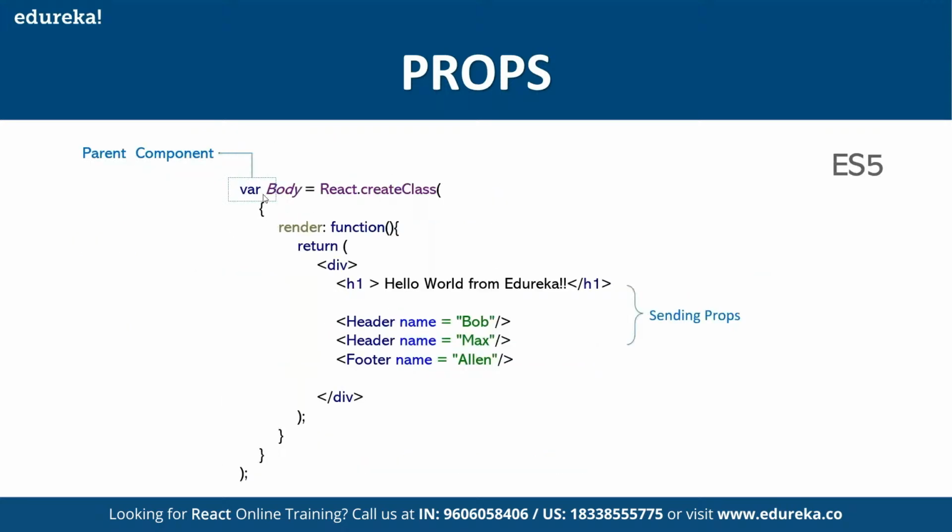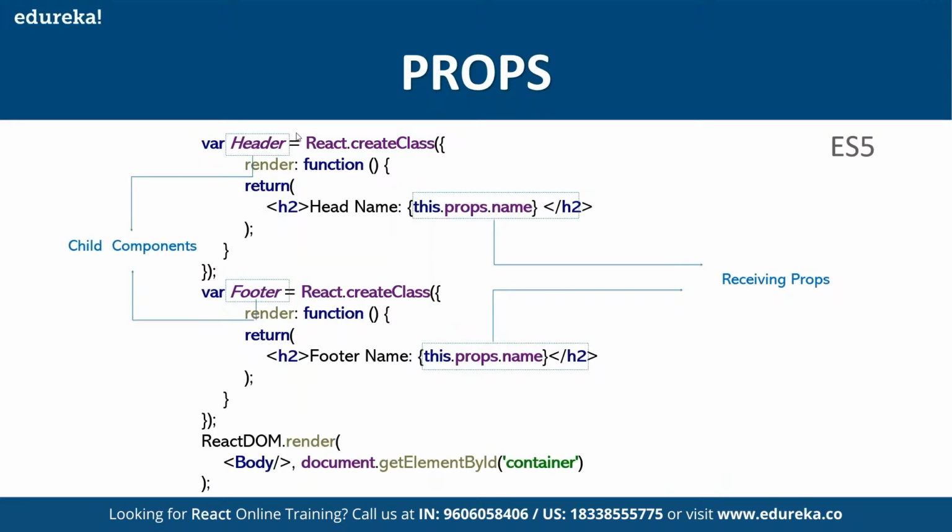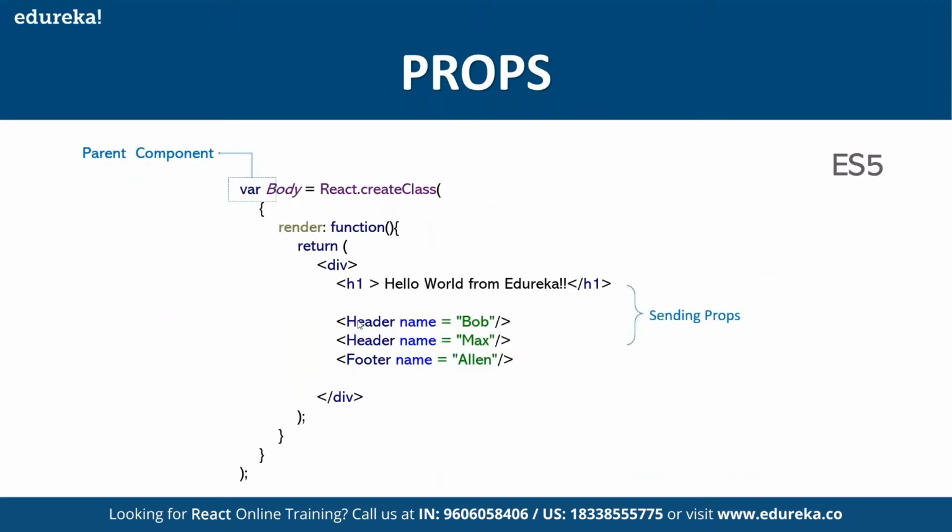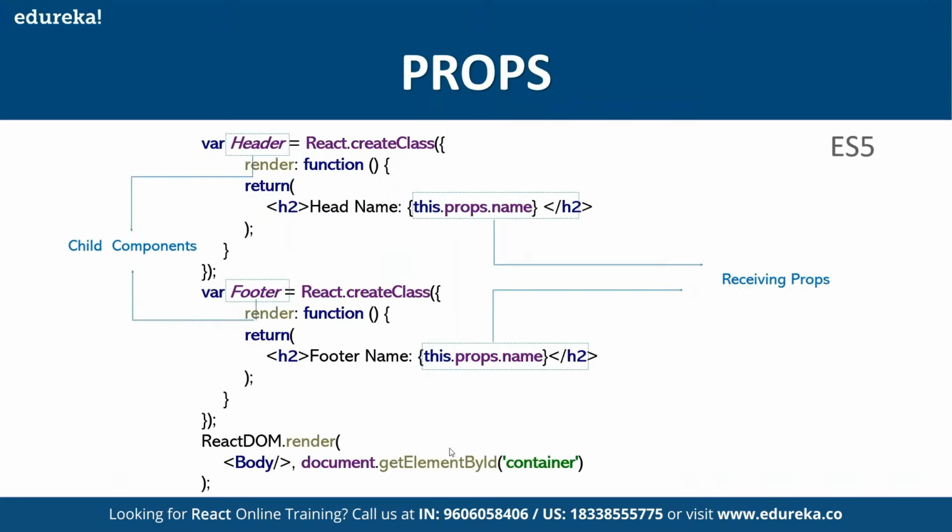You have this body and this render function, and these child components which are going to be calling the classes, which in turn call this parent class implementation. this.props.name is going to be the header section here, and the footer section is this.props.name. So when you define this as header and footer, you can see header values Bob and Max will get displayed, and footer value Alan will get displayed when you're rendering the page.